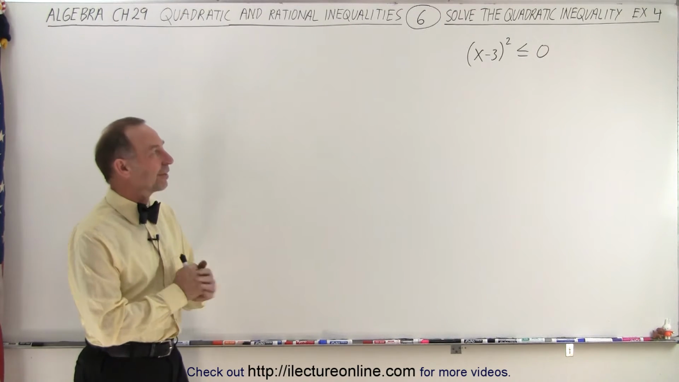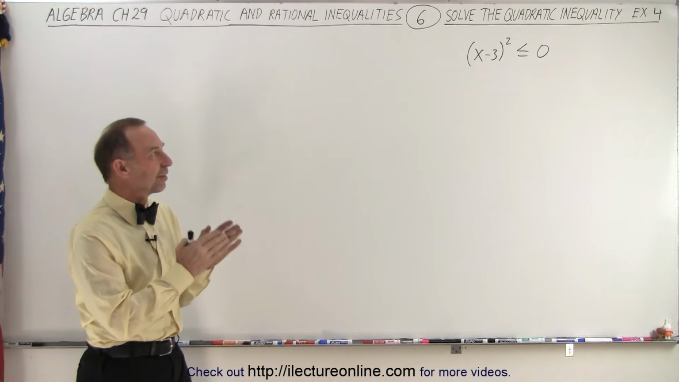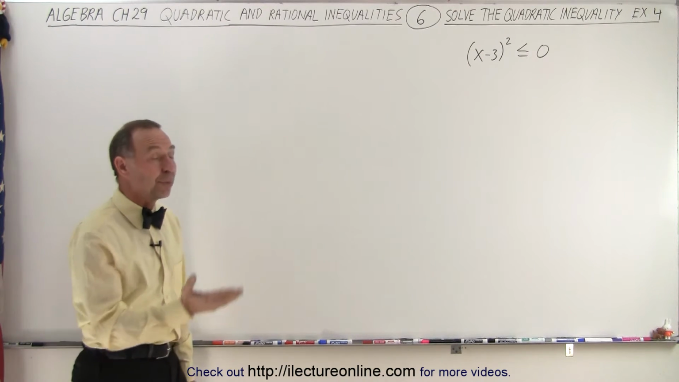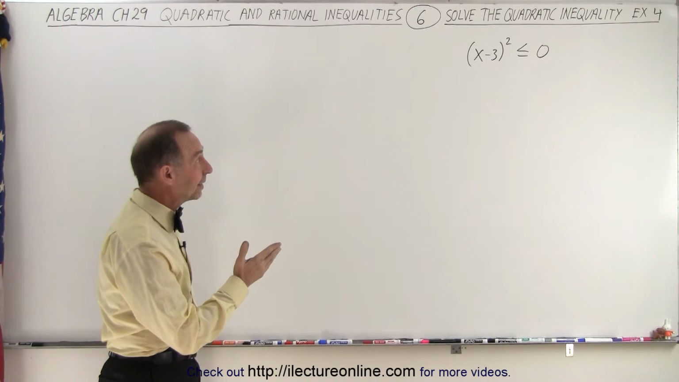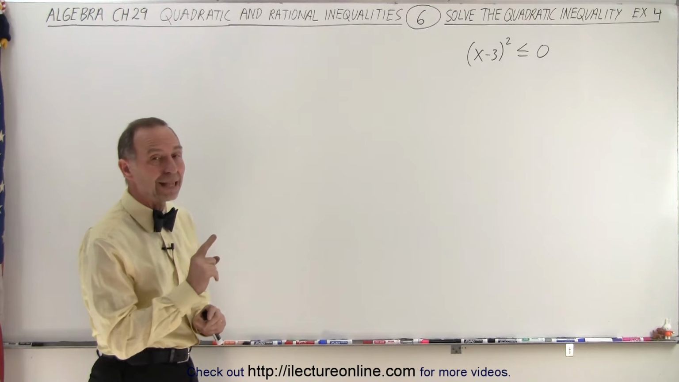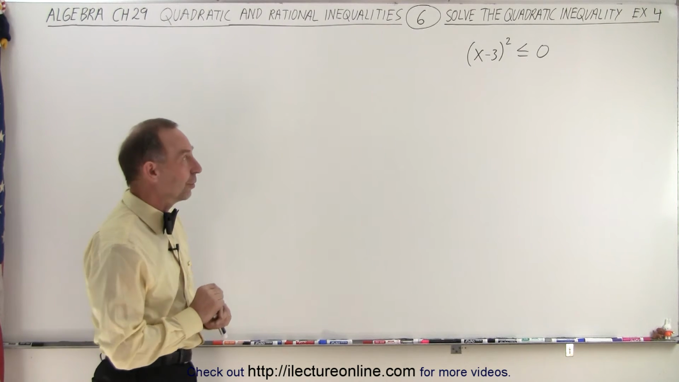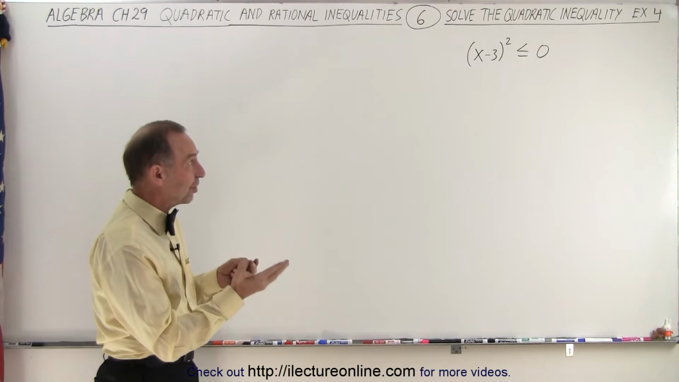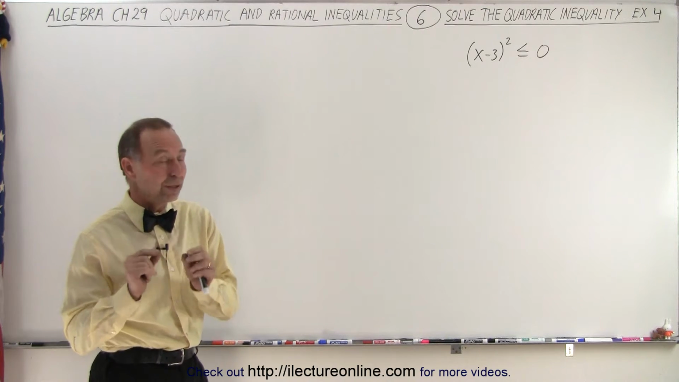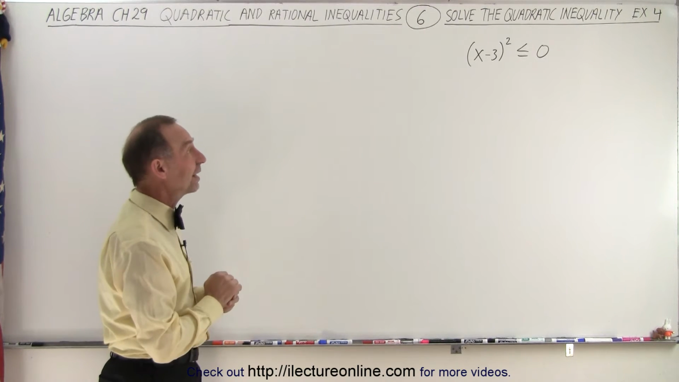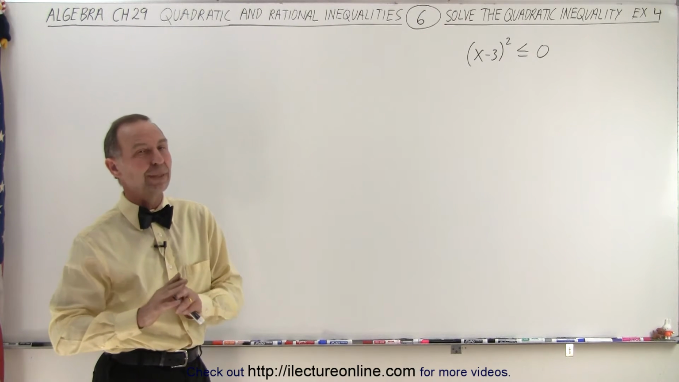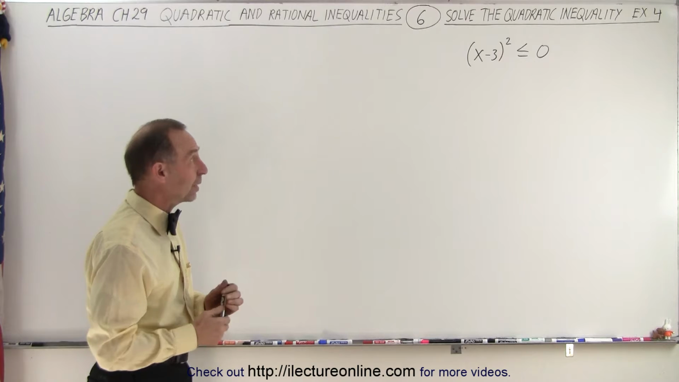So let's take a look at this example. We see the left side squared less than or equal to 0. So from the previous example, we realized that anything that's squared can never be less than 0, but it can be equal to 0. So in actuality, if we change that less than or equal to sign to an equal sign, we will find the one point that will satisfy that inequality, because it can only be equal to 0. It can never be less than 0 again because it is squared.